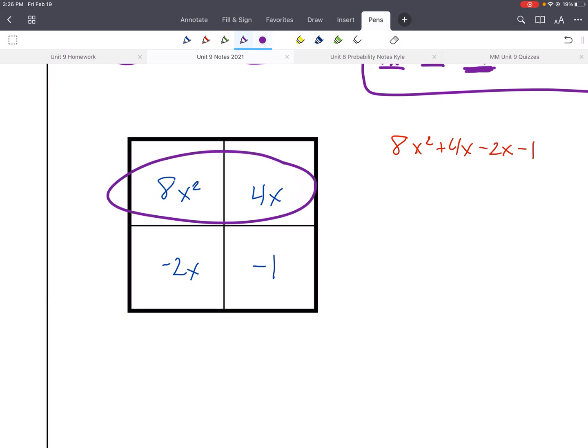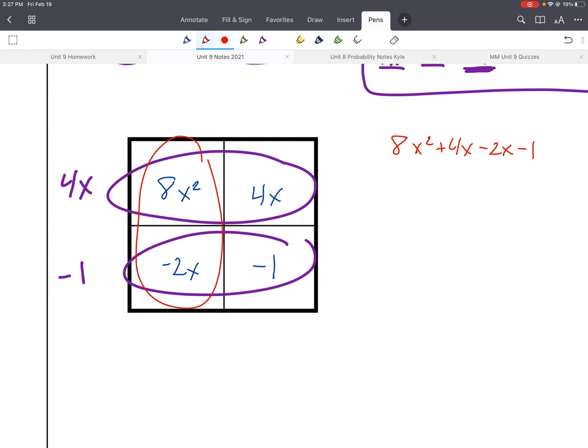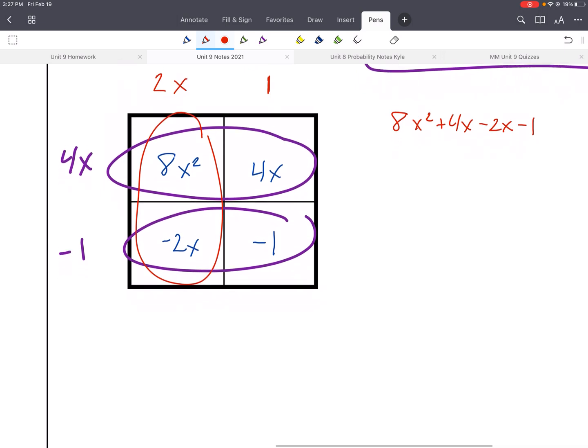So we'll do this one first. Looks like we could take out a 4x. From here, we could take a leading negative and a 1. And then for the columns, looks like we could take out a 2x. And then we could take out a 1 as well, again, but it'll be a positive because we have a leading positive. We don't have a leading negative. And then those are our 2 parentheses.